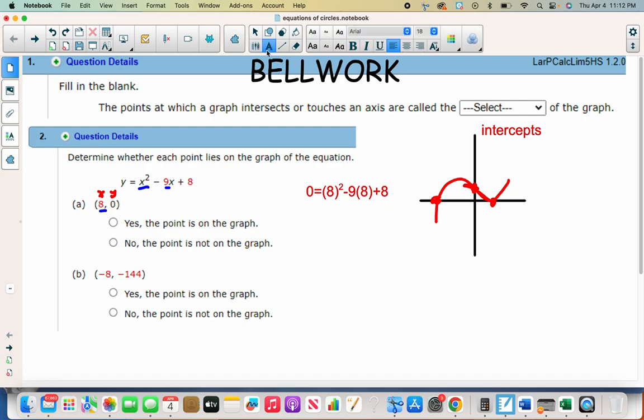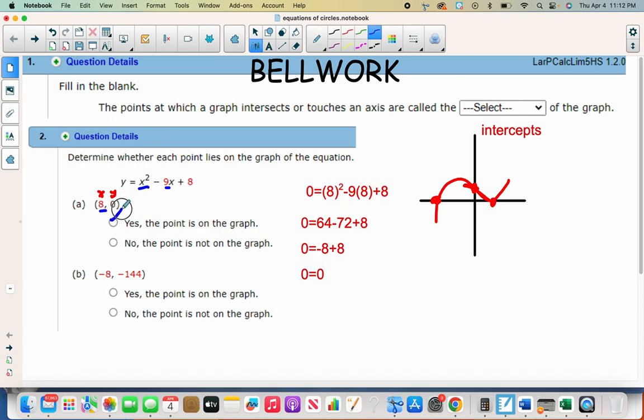So now let's do the math. So we have 0 equals 8 squared is 64, and then negative 9 times 8 is negative 72 plus 8. Well, we know that 0 equals 64 minus 72 is negative 8, and then plus 8, that is equal to 0. And does 0 equal 0? Yes, so the point does, in fact, lie on the graph.